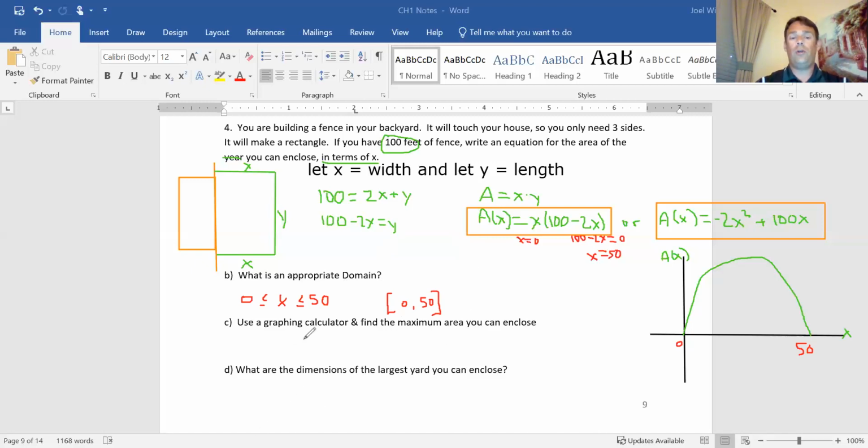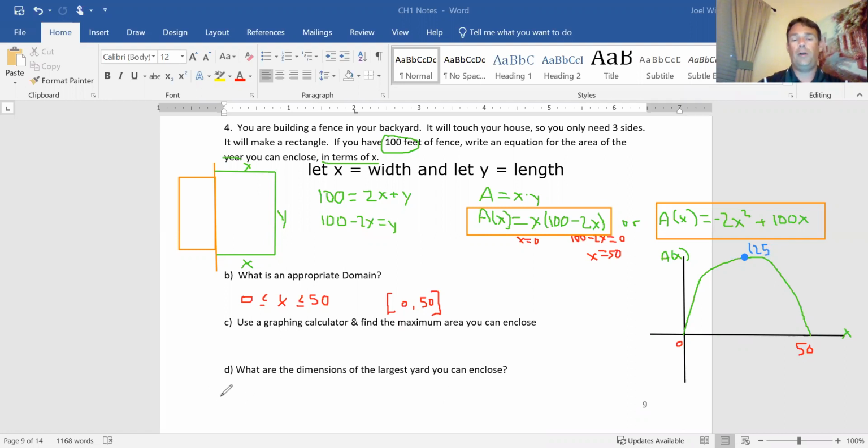I'm going to come back and do the maximum area in a second, but I do know something about the vertex of my parabola. The vertex has to always be between my x-intercepts. So if I have 0 and 50 as my x-intercepts, that means my vertex has to be located when x is 25.